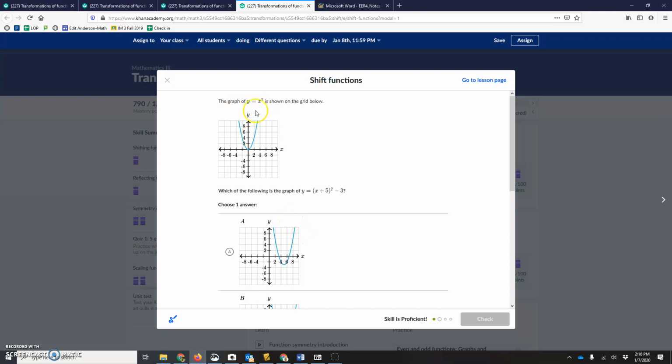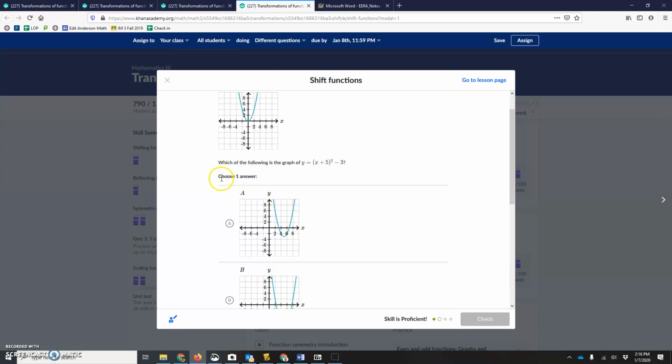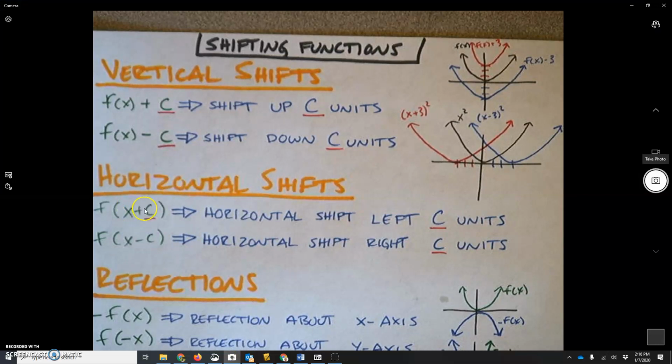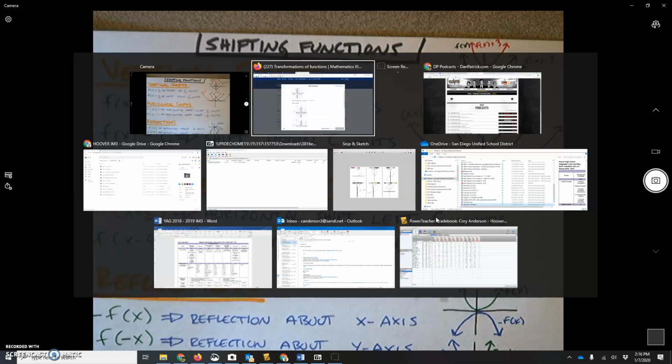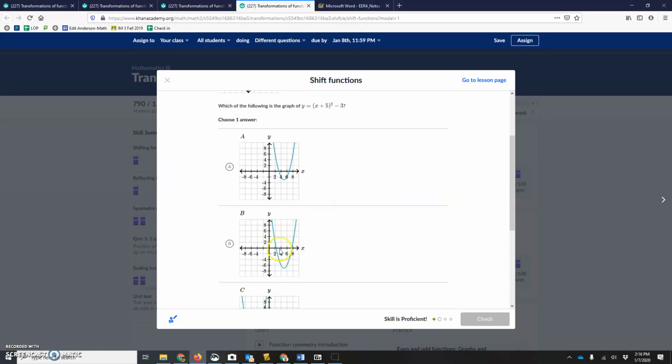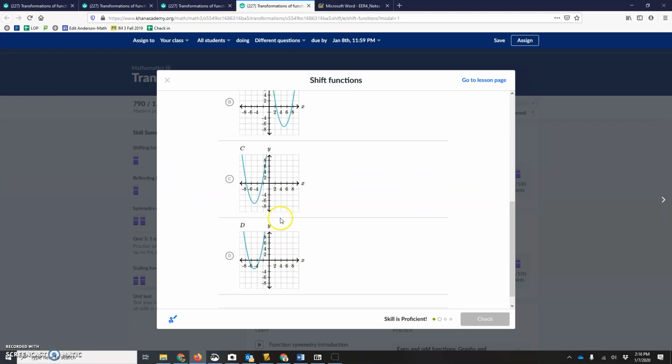Okay, question 2. Graph of y equals x squared is shown on the grid below. Which of the following is the graph of y equals x plus 5 squared minus 3? Choose one answer. All right, so we have plus 5. Remember, when it's inside, plus 5 means we're going to the left 5 units. Okay, this is going to the right, so it's not A. Also right, not B. So it's either C or D.